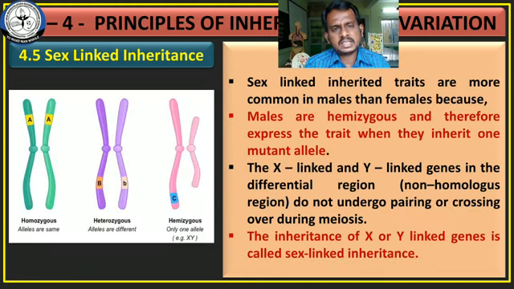Next part: X-linked inheritance, or sex-linked inherited traits, are more common in males because females have 2 X chromosomes, and in these X chromosomes one is always dominant in nature. That is called homozygous. Another one is heterozygous. But in case of males, they are hemizygous in nature. That means the males have only one allele. Males are hemizygous and therefore express the traits when they inherit one mutant allele.